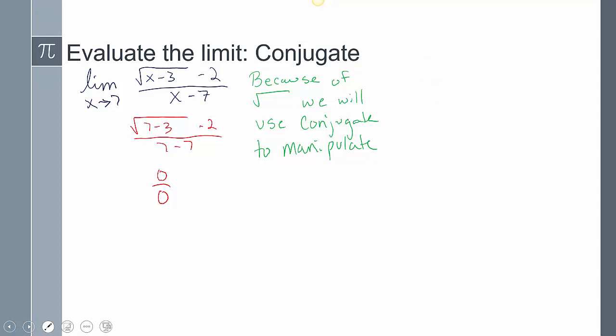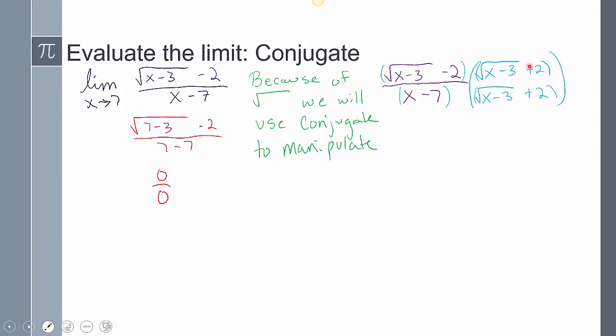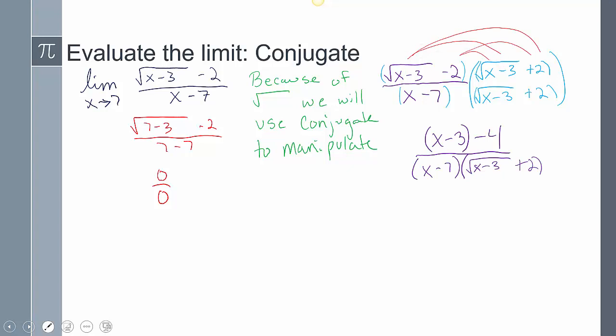simplify this function. So if I take this square root of x minus 3, minus 2 over x minus 7, I'm going to take the conjugate of this numerator, and so the conjugate would be the square root of x minus 3 plus 2. All you do is change that sign, so that becomes plus 2, and you do that top and bottom. Now I need to distribute, so multiply this times this. That gives you x minus 3. This times this times this, they cancel out. Negative 2 and positive 2 gives you that negative 4. I still have this x minus 7, and I have this statement here.